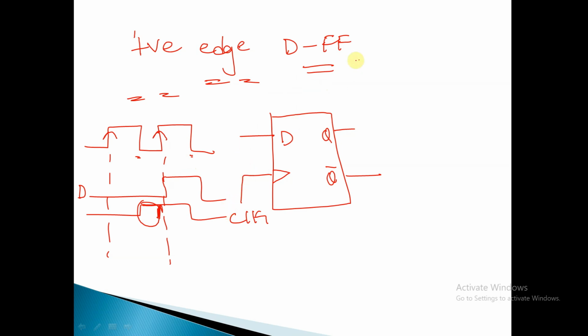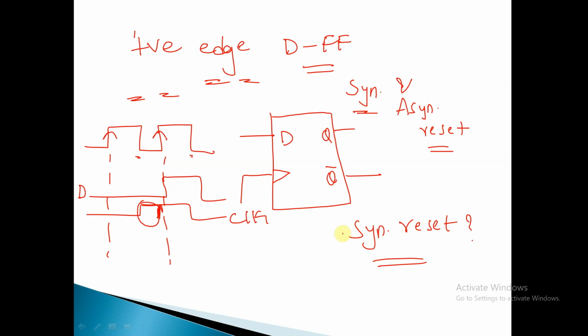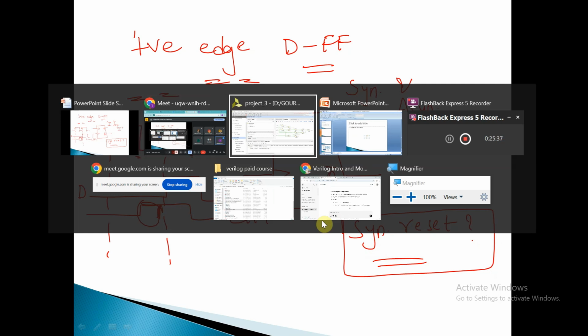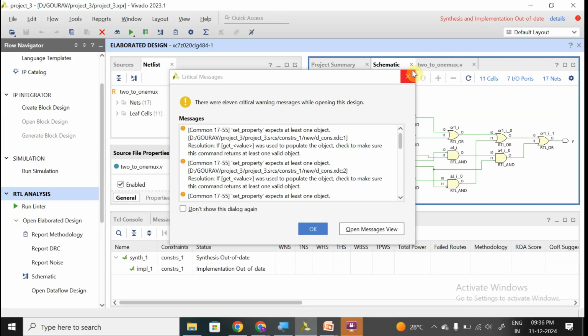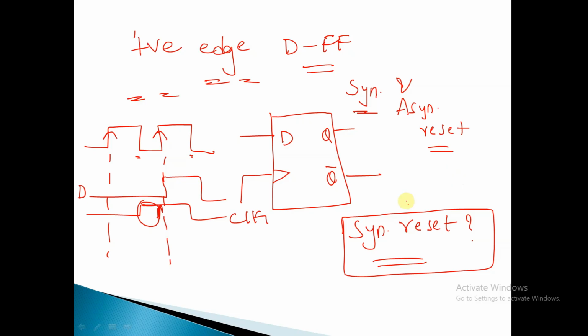Are you aware of the difference between synchronous reset design and asynchronous reset design? My first question is, what is meant by synchronous reset? It will forcefully make the output zero, not depending upon any edge. Synchronous reset.